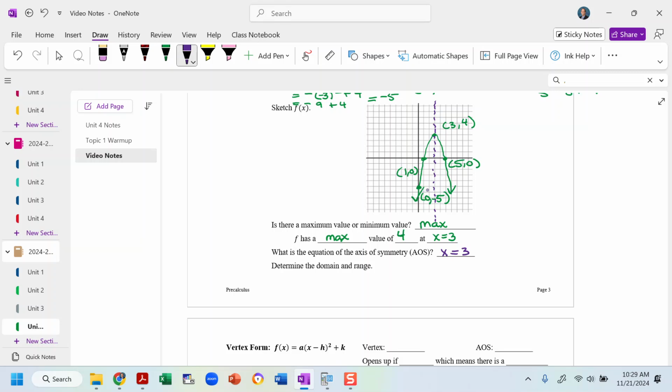And notice that could give you a point, like for example, see how 0, negative 5 here is 3 units away from that line. So if you go 3 units on the other side, you get the corresponding point of 6, negative 5. The domain is always all real numbers for any quadratic. The range, well, since the maximum value is 4, it's got to be everything less than 4.